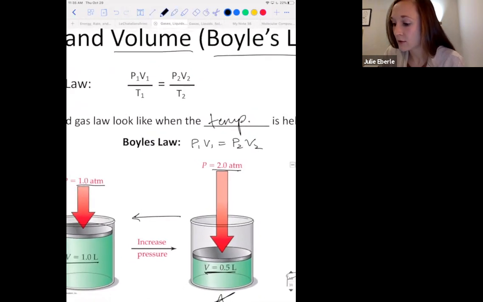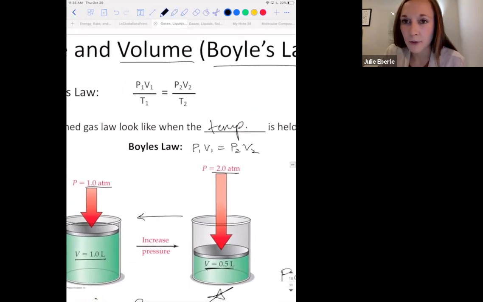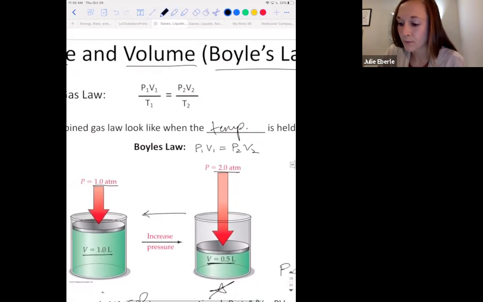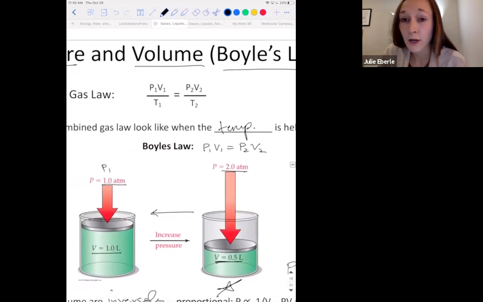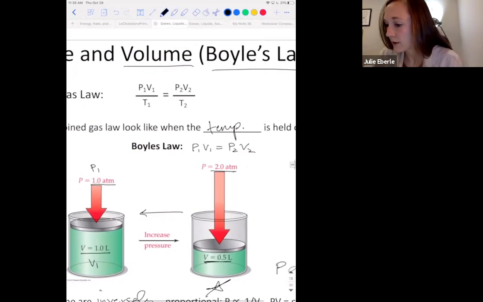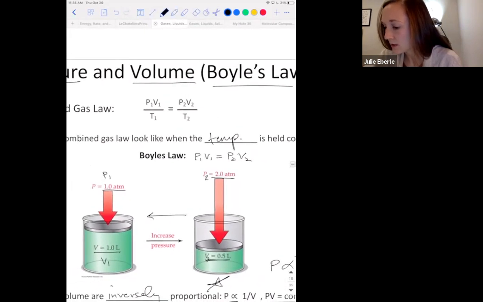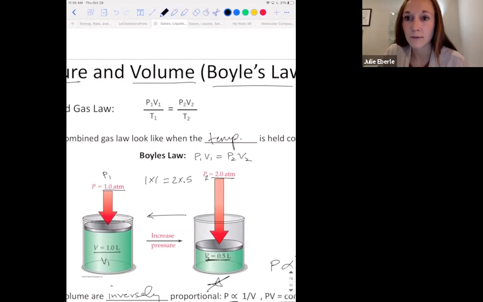And if we want to prove that to ourselves, let's just literally plug in the numbers we have from our figure below. Here's our P1, that's our initial pressure. Here's our V1, that's our initial volume. And then over here is our P2 and our V2. So let's just literally plug those in. 1 times 1 equals 2 times 0.5, right? Did you get 1 on both sides? So mathematically it holds.